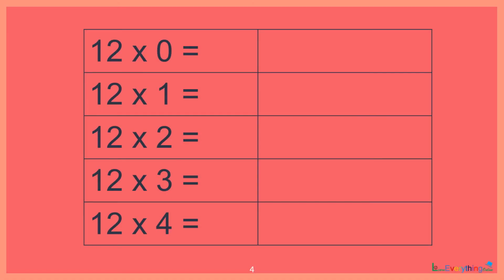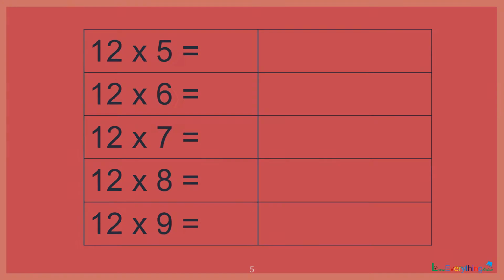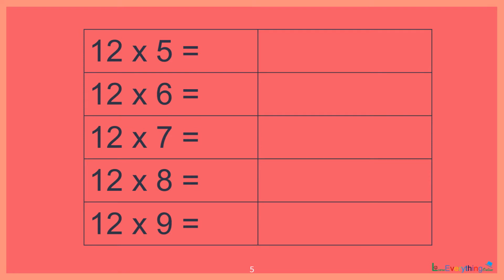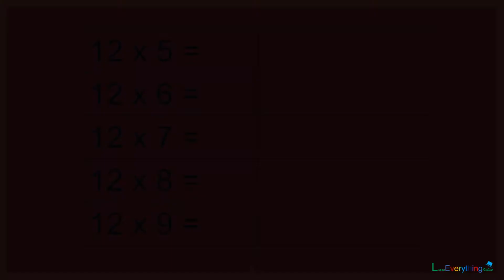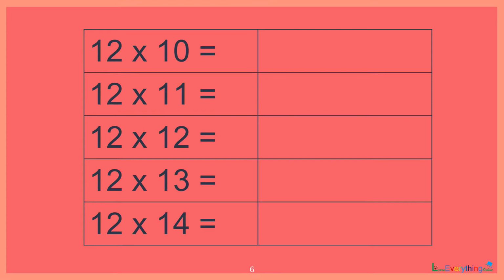Now what I am doing is I am dividing the table in boxes in order for you to understand it properly. So first we have written 12 into 0 to 12 into 4 in the first table. The next table is from 12 into 5 to 12 into 9. The next table is 12 into 10 to 12 into 14. And the last table is 12 into 15 to 12 into 19. So in this video, we are going to learn how to write 12's table till 12 into 19.